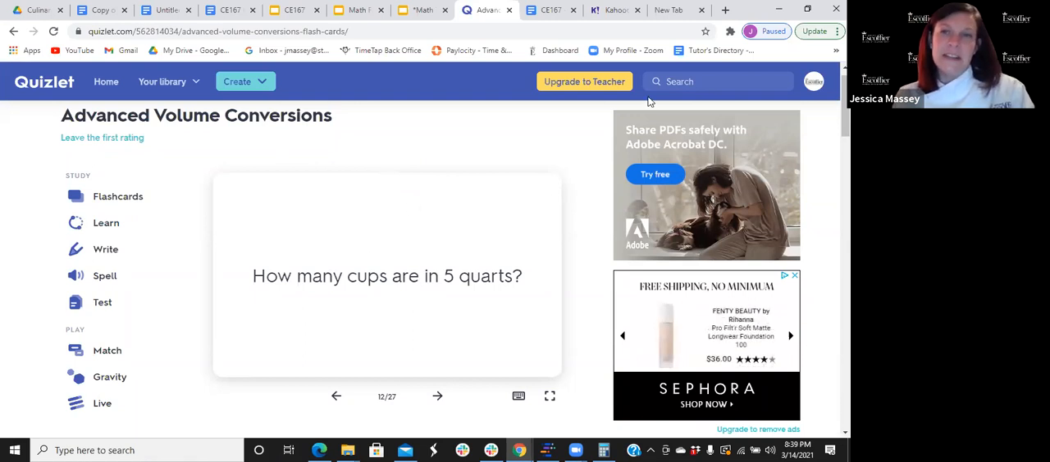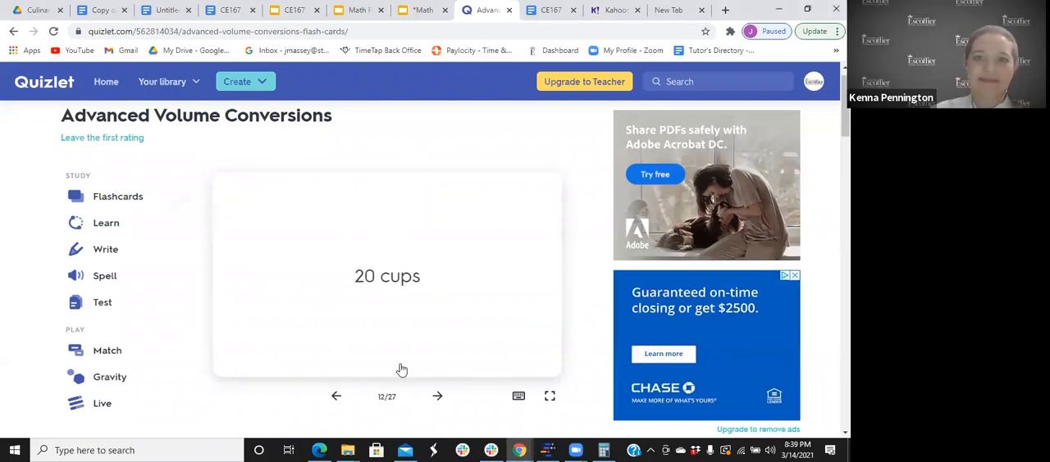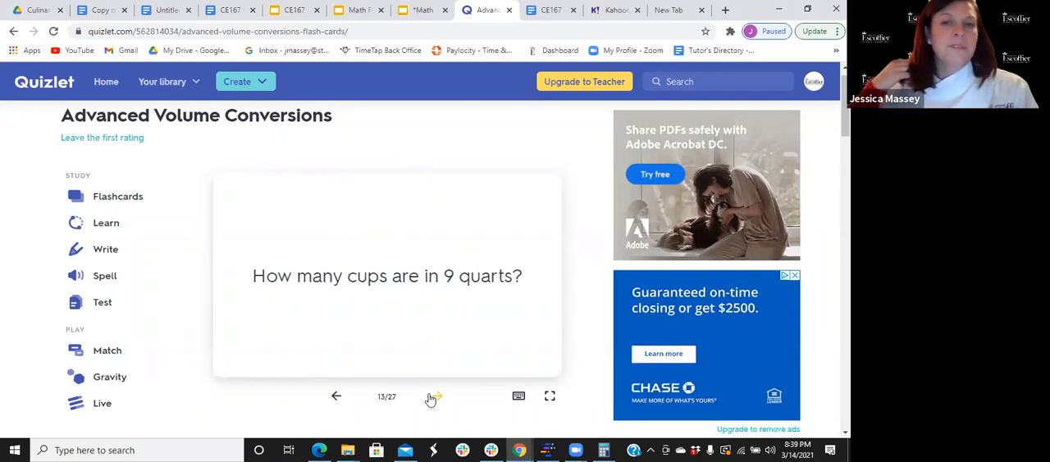What answer did we get here? I see a bunch in the chat, a bunch of 20s. A lot of 20s. Nice job. Perfect. How many cups are in 9 quarts? So again, you have 4 cups for every 1 quart.